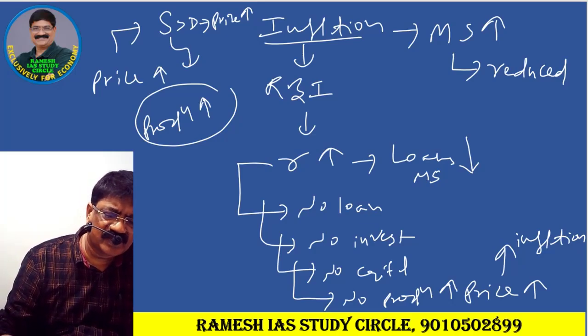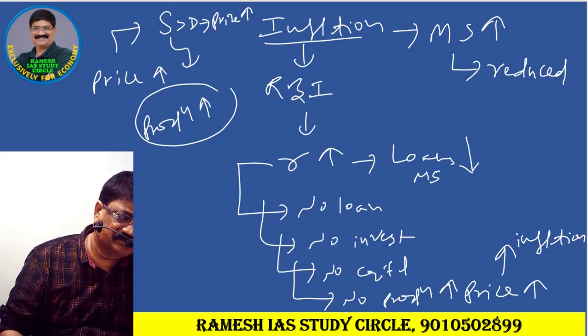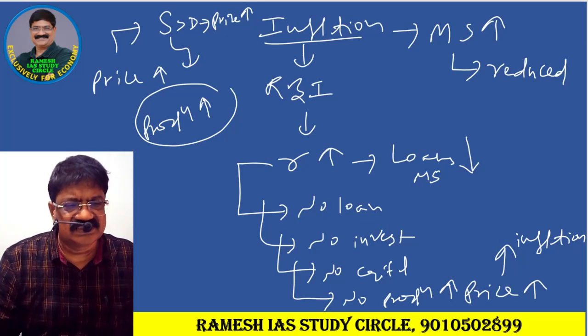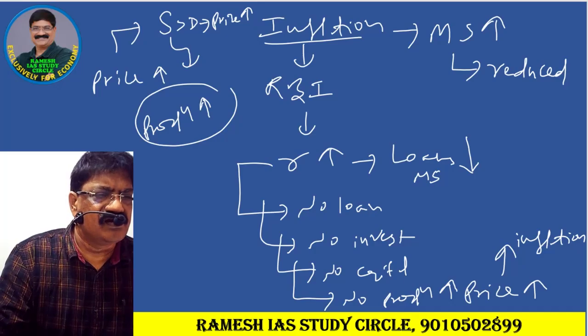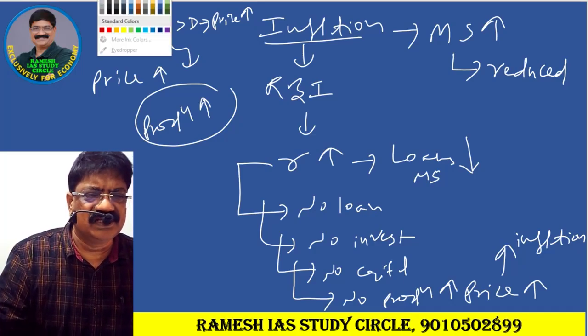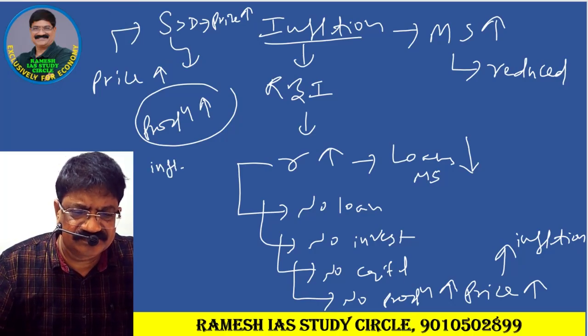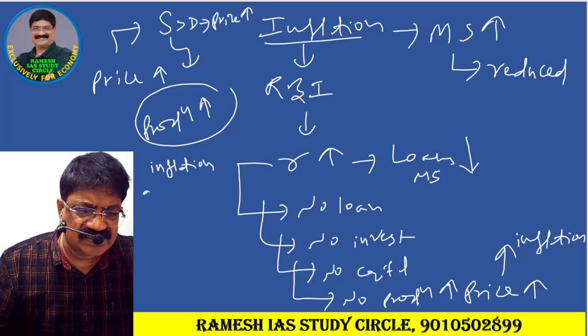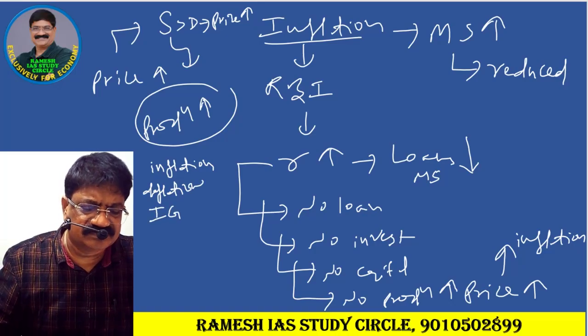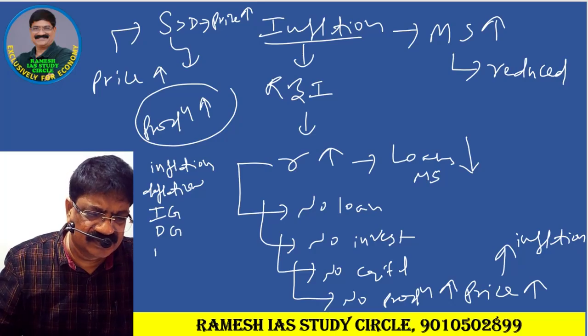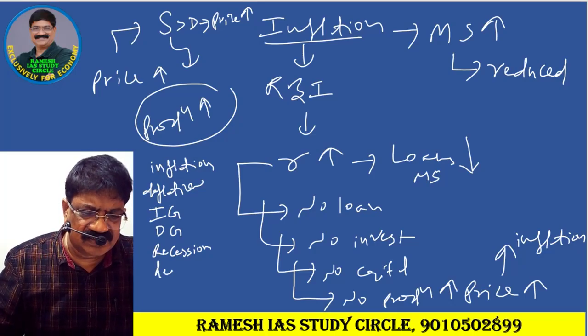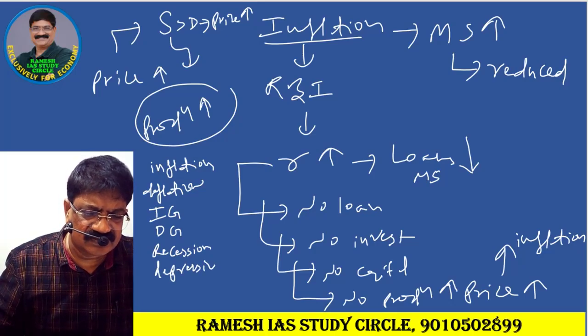Okay, so far we discussed inflation, we discussed deflation, we discussed inflation gap, we discussed deflation gap, we discussed recession. Recession means falling of economic activities. Then depression, the falling down of economic activities, also discussed.